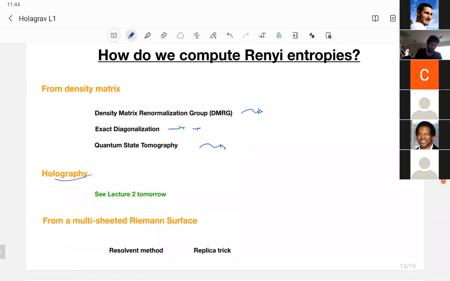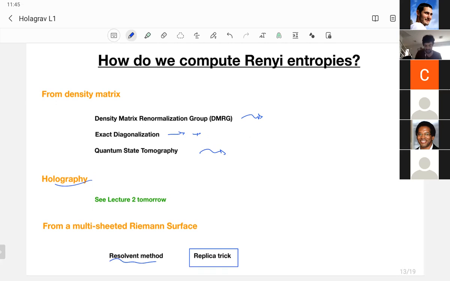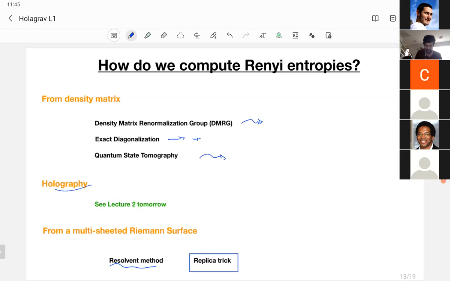Okay, you can compute Renyi entropies also using holography, which we are going to see tomorrow. Or, what I'm going to explain now, you can use the replica trick. That is something you use when you are dealing with quantum field theories or conformal field theories. Or you can use something called the resolvent method, which I'm not an expert on, but if Natalia Regress is around and you are interested, you can ask him. He's the resolvent guy. And now we are going to enter the replica trick, which we are going to see tomorrow also in gravity.